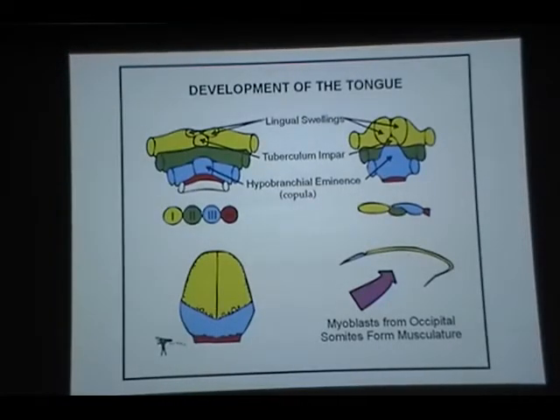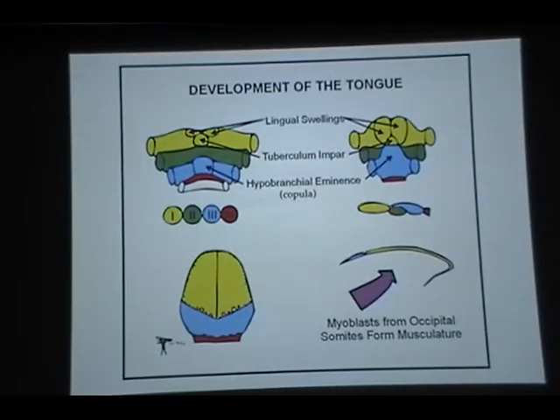Tongue itself is derived from pharyngeal arches. Arch 1 here and Arch 3 are large contributors to formation of the mucosal tissue of the tongue. So the anterior 2/3 of the tongue are derived from Arch 1. The mucosa is derived from Arch 1. So therefore its innervation is what? Trigeminal. The posterior 1/3 of the tongue is derived from Arch 3.